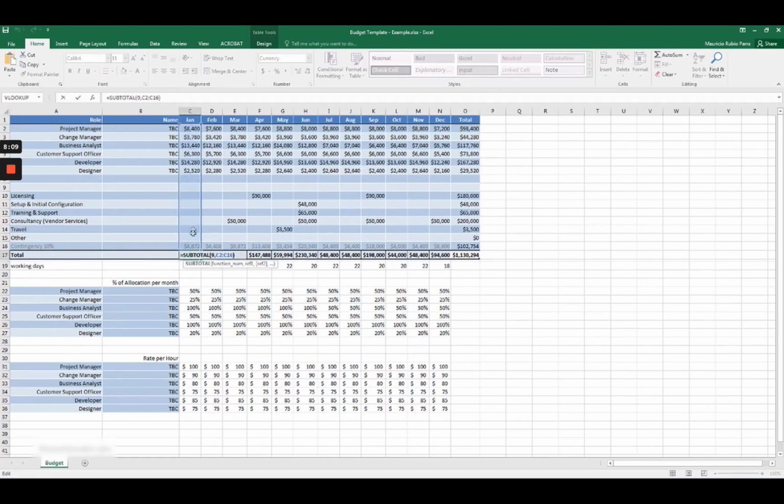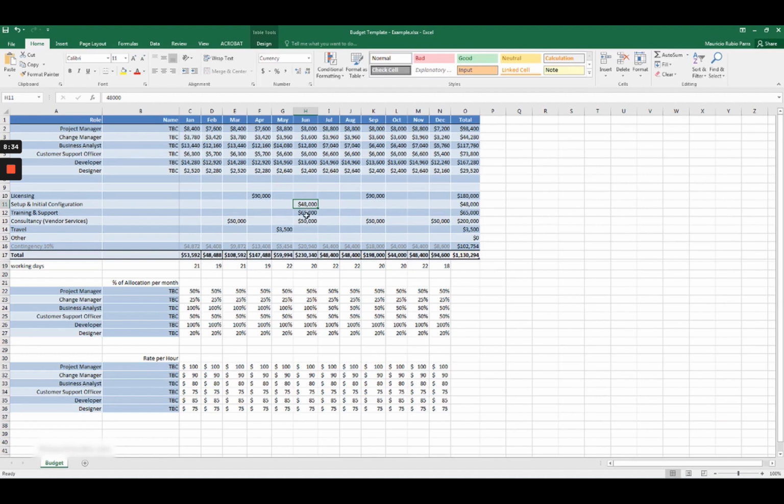of January. Okay. And like I said, there could be other costs aside from resourcing, like the ones we're seeing here on the left. So for licensing, for example, we're assuming that for this project we have to pay $180,000 in total, $90,000 in April and $90,000 in September. For setup and configuration, we're going to have to pay $48,000, and we're assuming in this scenario that we have to pay that in June. It doesn't need to be June, of course, that depends on your project.